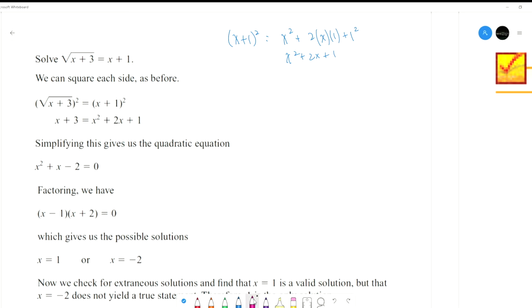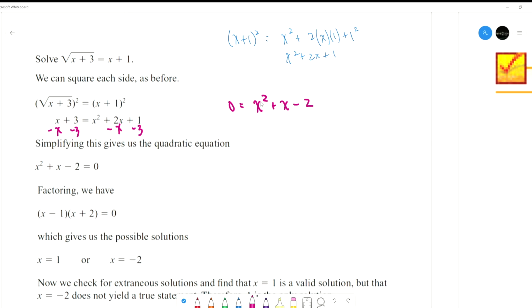Now, this is like a quadratic equation, so we want to set it equal to 0. I'm going to subtract x on both sides and the 3 on both sides so that the left-hand side is equal to 0. So let's subtract x, and then subtract 3. So on the left-hand side we have 0 is equal to x squared plus x minus 2.